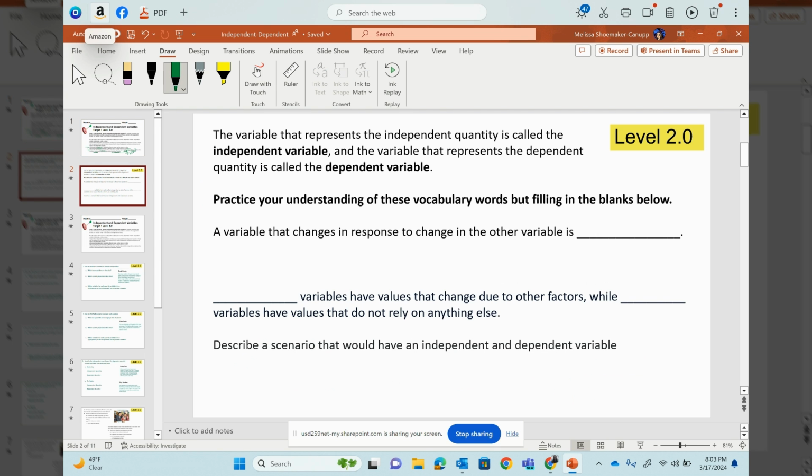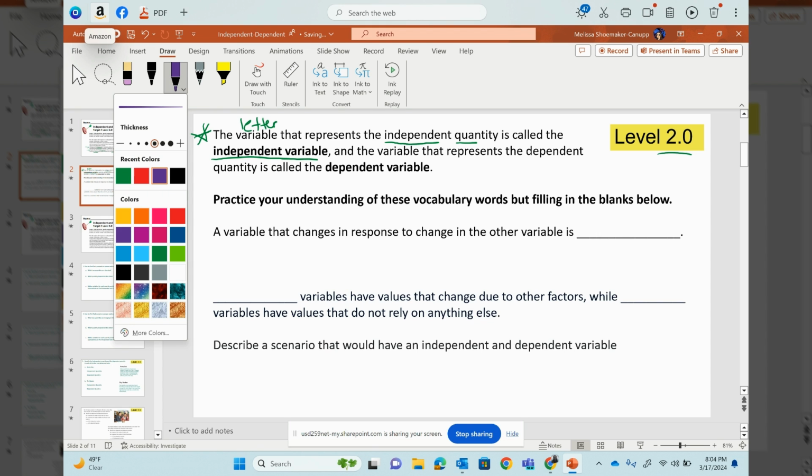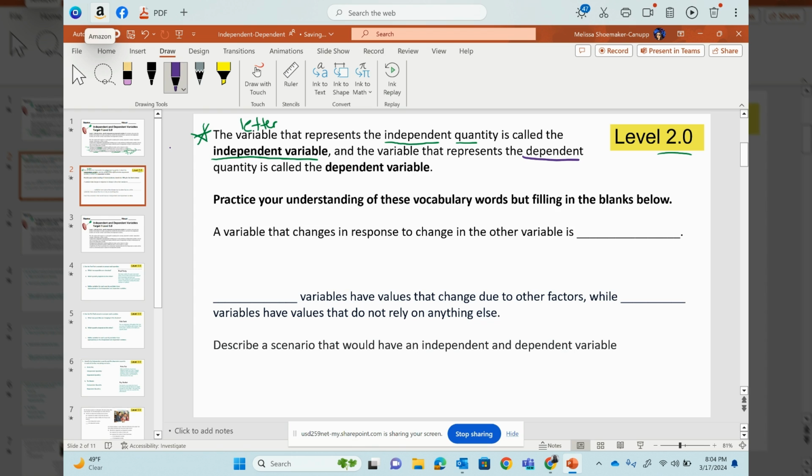So level 2 on this is super simple, but also can be super difficult. It's really just knowing what independent and dependent is, but the practicing of that can be tricky. So we're going to use this fill in the blank after we read. The variable, remember that's a letter, that represents the independent quantity is called the independent variable. And the variable that represents the dependent quantity is called the dependent variable.